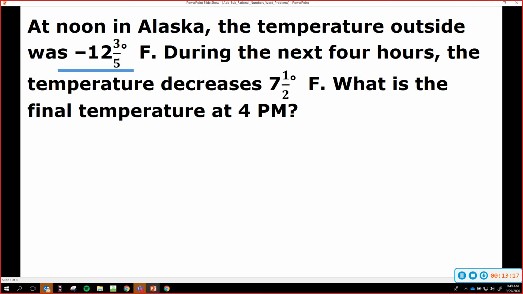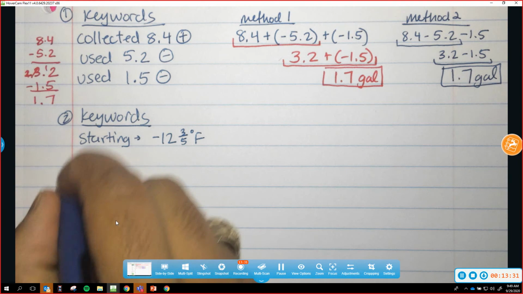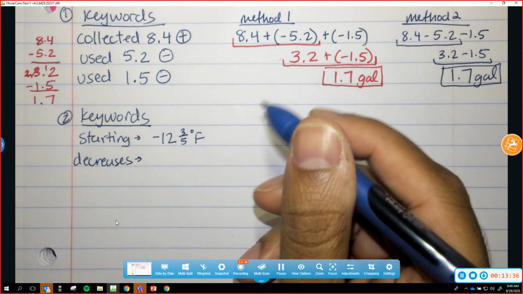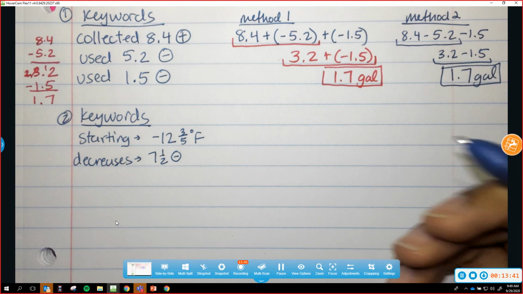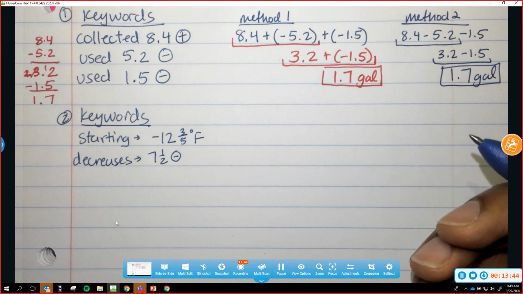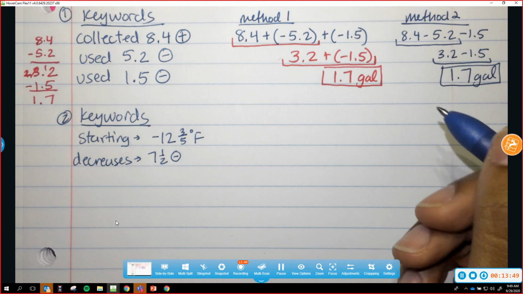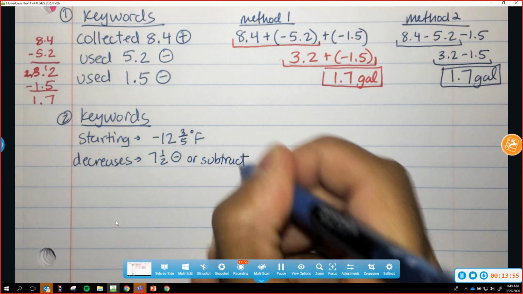Okay, Myra, what else do you notice? The temperature decreases 7.5. Right? Awesome, it decreases. So, Myra, what do you think that word decreases mean? Is it positive or negative? What do you think? Negative. Awesome. So if it decreases 7.5, that's like a negative. Or I could even just subtract it, right? It's up to you. I wouldn't subtract a negative. You can either add a negative or just subtract that number as what it is. I'll show you what I mean in just a second.